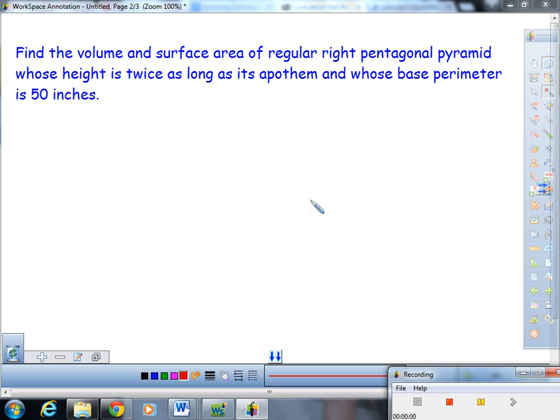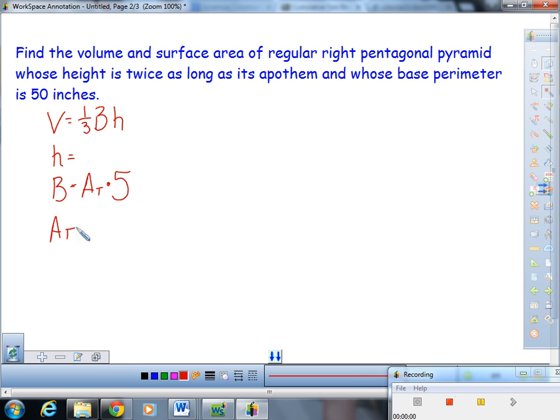I'm going to start with some formulas. I know I'm not always a formula guy. I'm going to need to know the volume. That's 1/3 times the area of the base times the height. So that tells me I'm going to need to know what the height is. The area of the base is going to be the area of the triangle times 5. And then the area of the triangle is going to be 1/2 base times an apothem. And if you don't know what the apothem is, well, you're a little behind, but follow along and you'll learn.